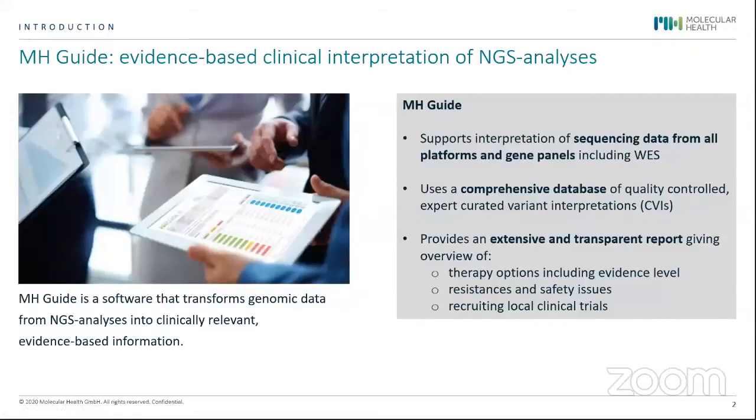A very short introduction to our software, MHGuide. MHGuide is a software that enables evidence-based clinical interpretation of NGS analysis. In this case, we're talking about tumor NGS data. Guide supports the interpretation of sequencing data from all kinds of platforms and gene panels, including whole exome sequencing, and uses a comprehensive database of quality and expert curated variant interpretations. We call this clinical variant interpretations.